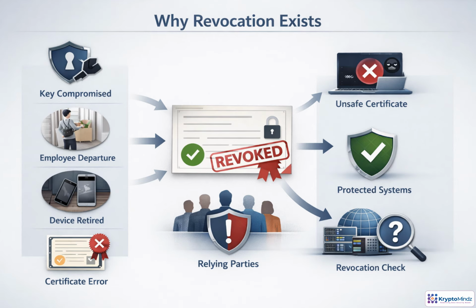Consider a company laptop with a machine certificate that gets stolen. The attacker now holds the device and potentially the private key, while the certificate still appears valid. Revocation lets the organization cut trust immediately. The incident is reported, the CA revokes that certificate and publishes its updated status. Any client that checks revocation will now refuse connections using it, so systems stay protected even though the original expiration date hasn't passed.